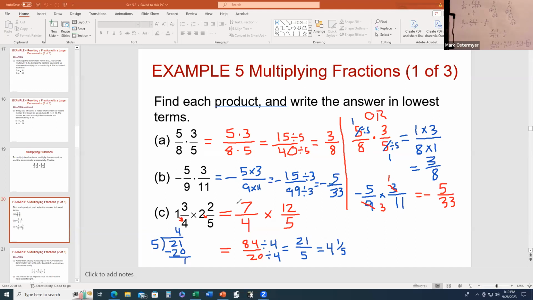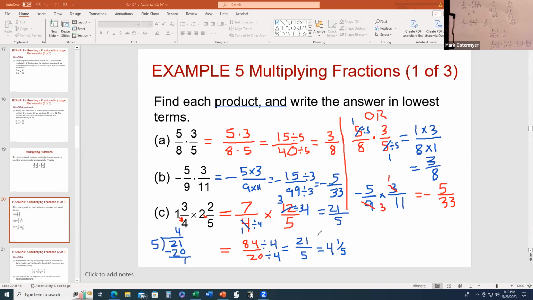Another way to do this problem is to do cross canceling. Can I cross cancel between the 5 and the 7? The answer is absolutely not. How about the 4 and the 12? Is there anything that divides into 4 and 12? 2 will, but ladies and gentlemen, can we go bigger than 2? How about 4 itself? 4 divides into itself 1 time. 4 divides into 12 up here 3 times. So what am I left with? 7 times 3 is what? 21. And 1 times 5 is 5.